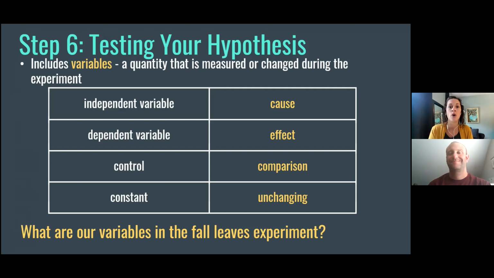And constants are all those things that don't change. So if you're using 15 milliliters of water in one of your trials and you use water in every trial, you're going to keep that as a constant. You will always use 15 milliliters of water in every single trial. So think about our experiment. What could the variables be in the fall leaves experiment?